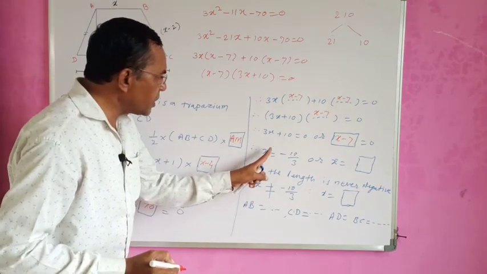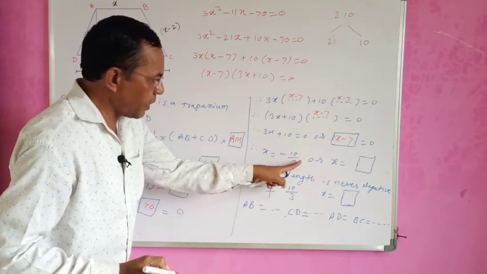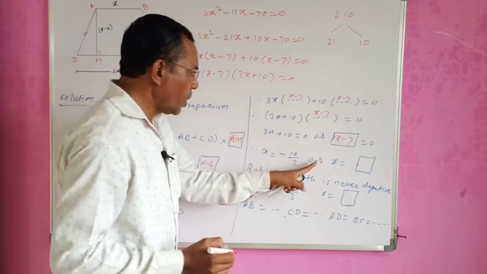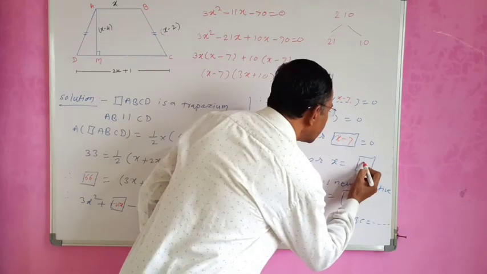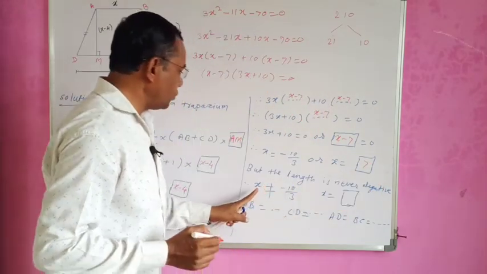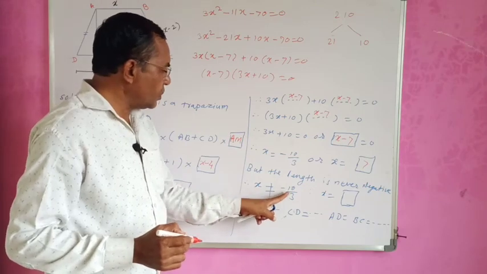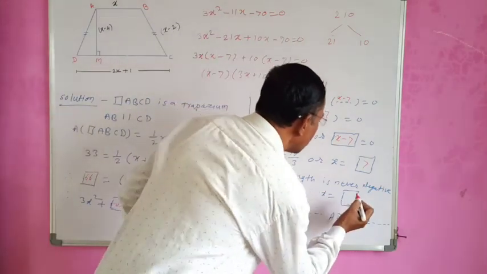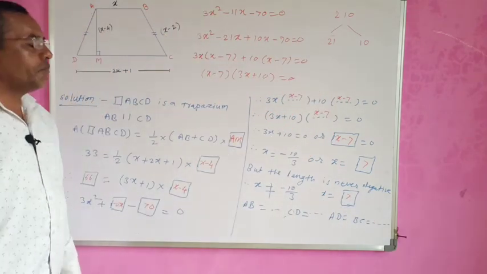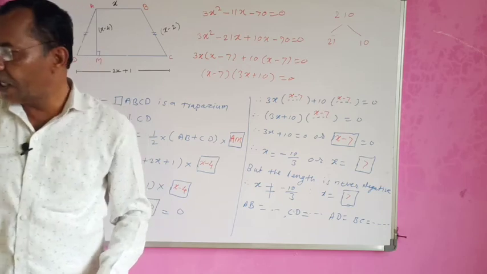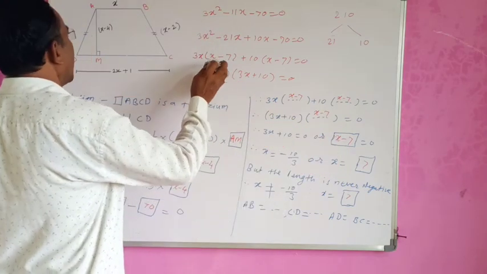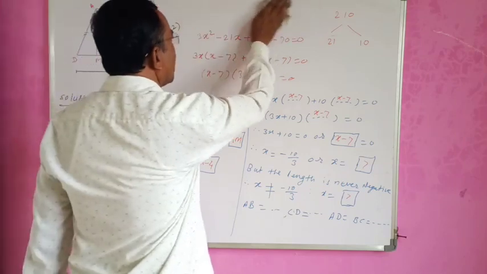Here x is equal to, plus 10 becomes minus 10, and 3 multiplied becomes divided by 3, or x is equal to 7. But the length is never negative, therefore x is not equal to minus 10 by 3, and x is equal to 7 is the answer here. Now we will find the length of AB, CD and AD and BC. AD and BC I will calculate here.